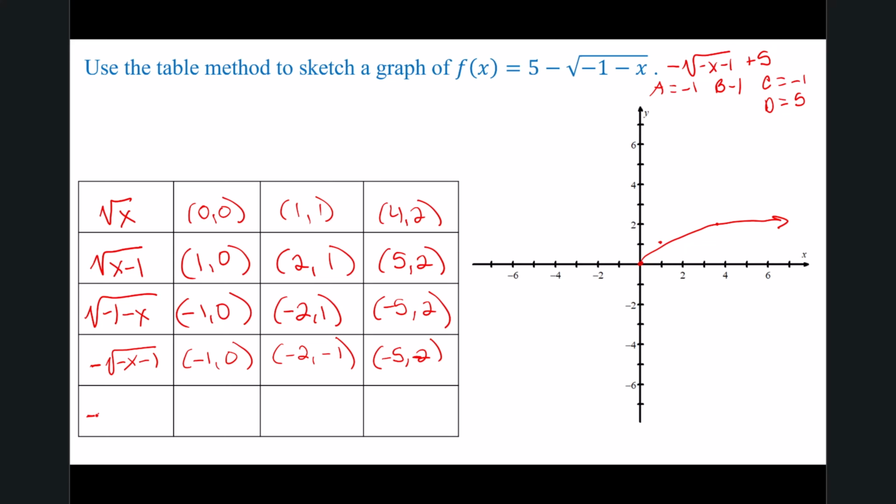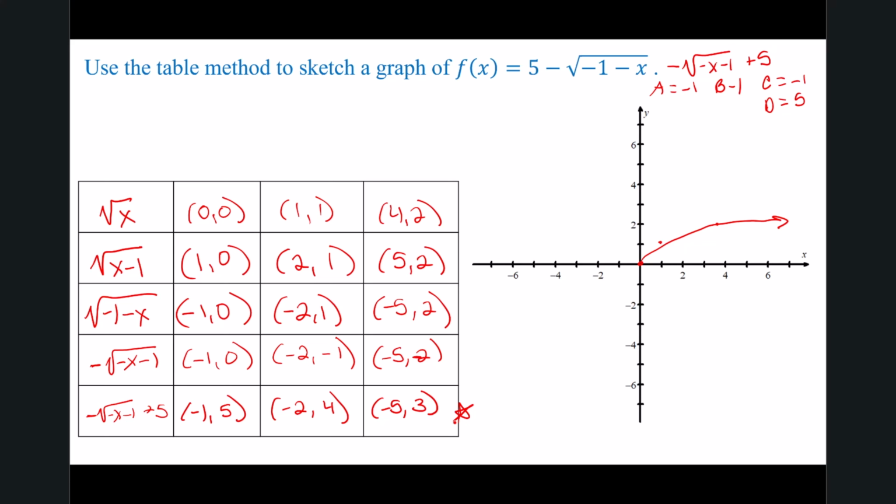And then the last step, so we're going to do the negative square root of negative x minus 1 plus 5. Now we're going to add 5 to each of the y coordinates. So negative 1, 5. Negative 2, 4, because negative 1 plus 5 is 4. And negative 5, 3. Negative 2 plus 5 is 3. These are the coordinates now on our graph of the original function we wanted to graph, 5 minus square root of negative 1 minus x.